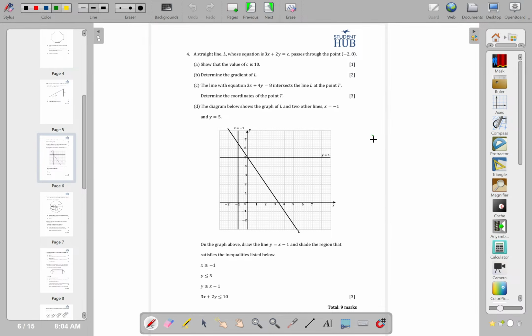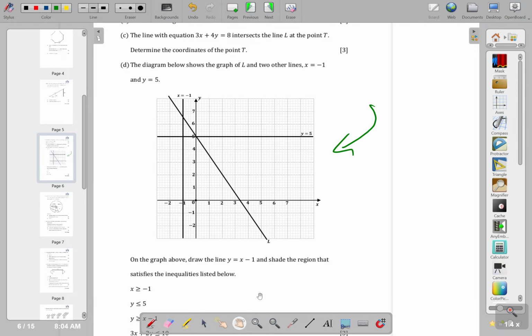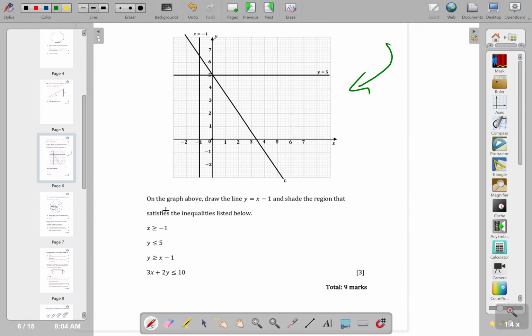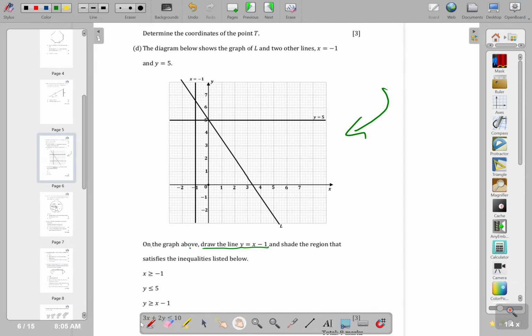Something like this, which is an inequality. And what are they asking you to do? On the graph above, action item: draw the line, this and this. So don't gloss over that. Go plot the line. When I plot the line, I don't know how it's going to look, but I'm going to draw something like this. I don't know, I drew something that is not it. No, that is not it.